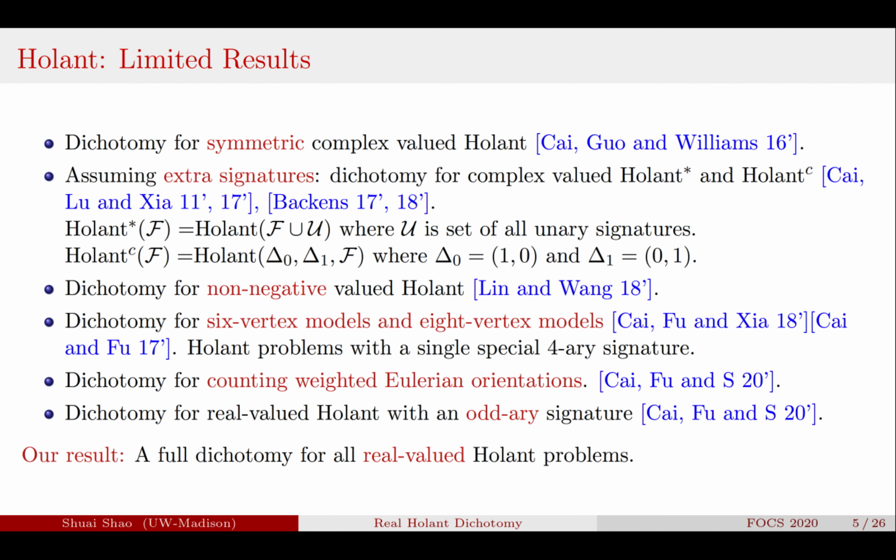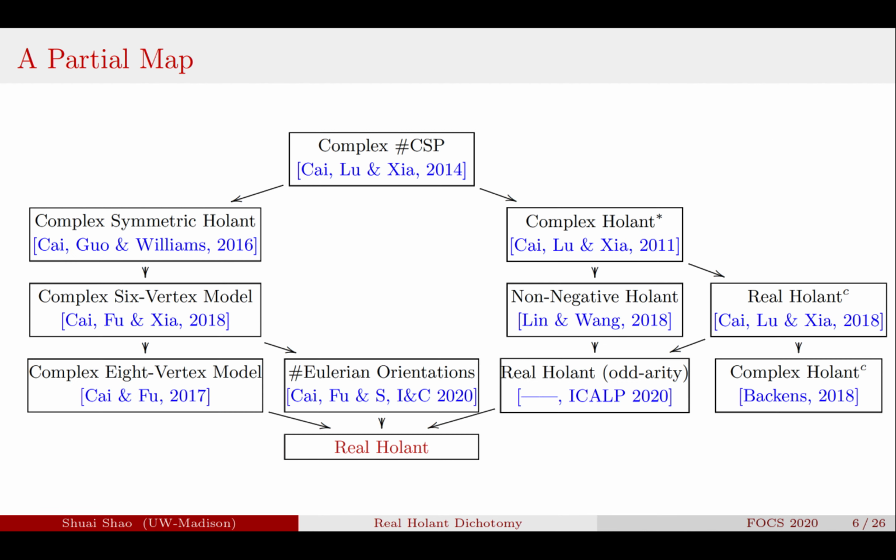Now here we give a picture as a partial map for the classification program of Holant problems. The starting point is the dichotomy for the Boolean counting CSP, and roughly speaking, there are two directions. One is to prove dichotomy for Holant problems by assuming some actual signatures, and the other is to prove dichotomy results for some special cases of Holant problems. The present result, the dichotomy for real Holant problems, is built on all these previous results. And as we will see, this is an arduous journey.